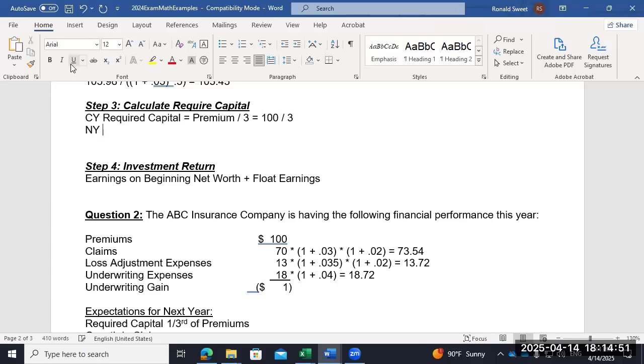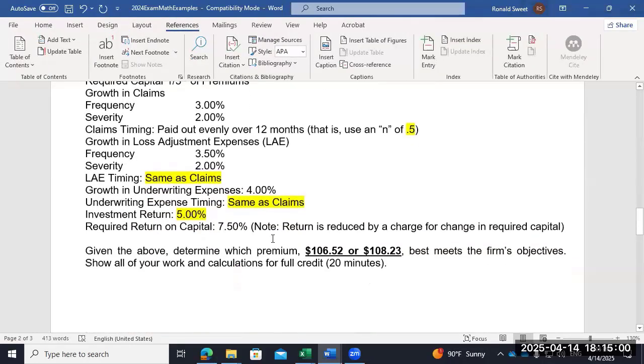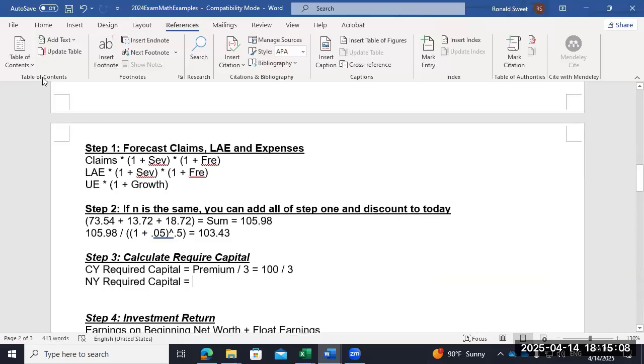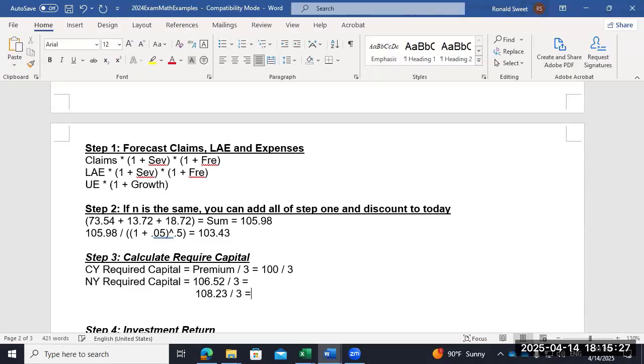You have the next year required capital. There you have 2 premiums, so you have to test them both, right? Because the question gives you 2 options, 106.52 and 108.23. Yeah, if I were you, I'd get all these capital numbers out of the way because there are a bunch of them.